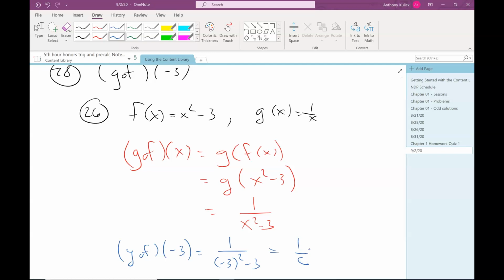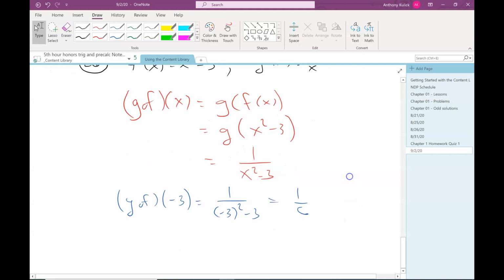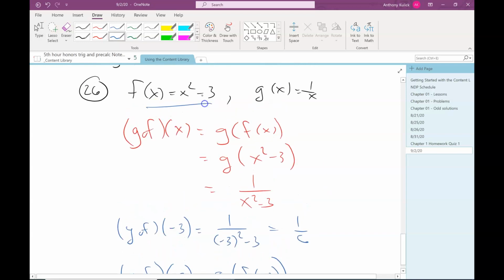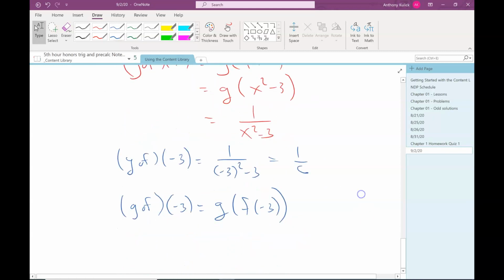Yep. The other way you could think about this problem is G of F of negative 3. I could start by plugging the negative 3 in for X in F here, and then use that result to plug into G.